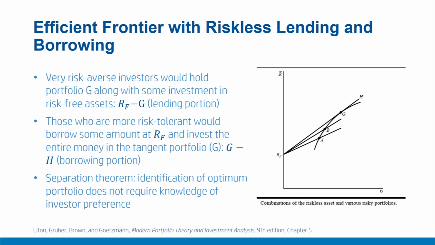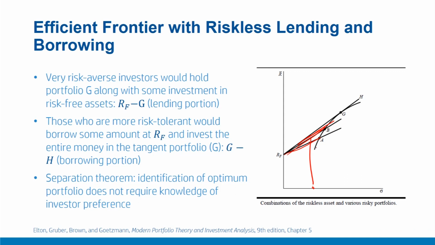Now the question is, which portfolio is better for us? There appears to be an obvious answer. For example, if you look at the points on the line RF to B, it offers higher returns than RF to A, for any given level of risk, as we can see here. Similarly, the points on RF to G offer higher returns than those on RF to B.